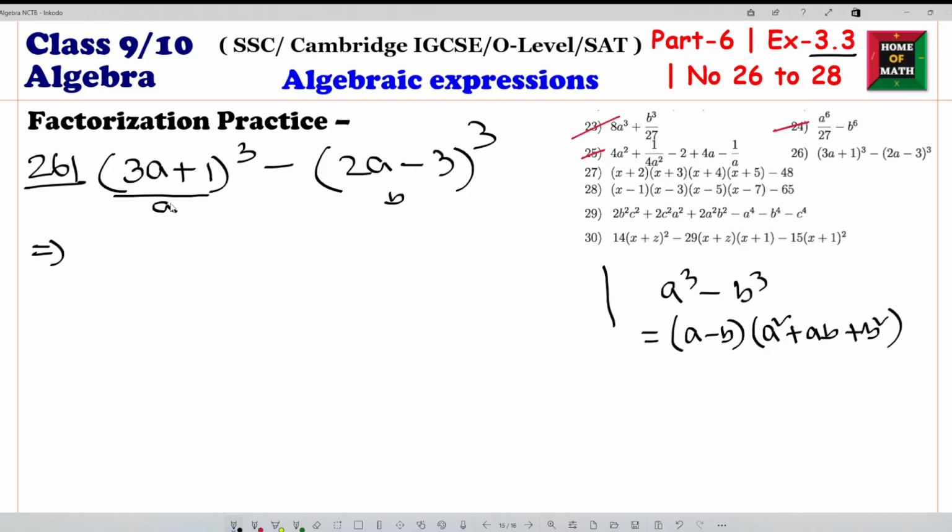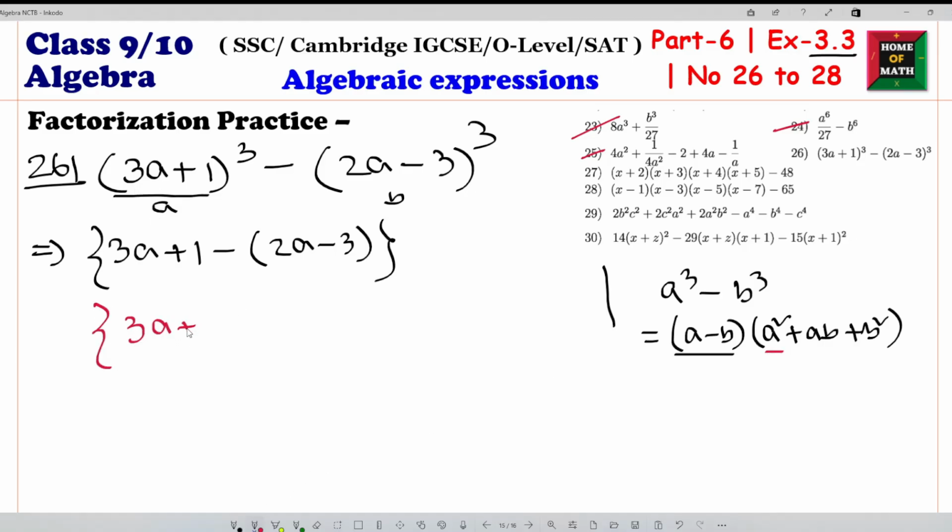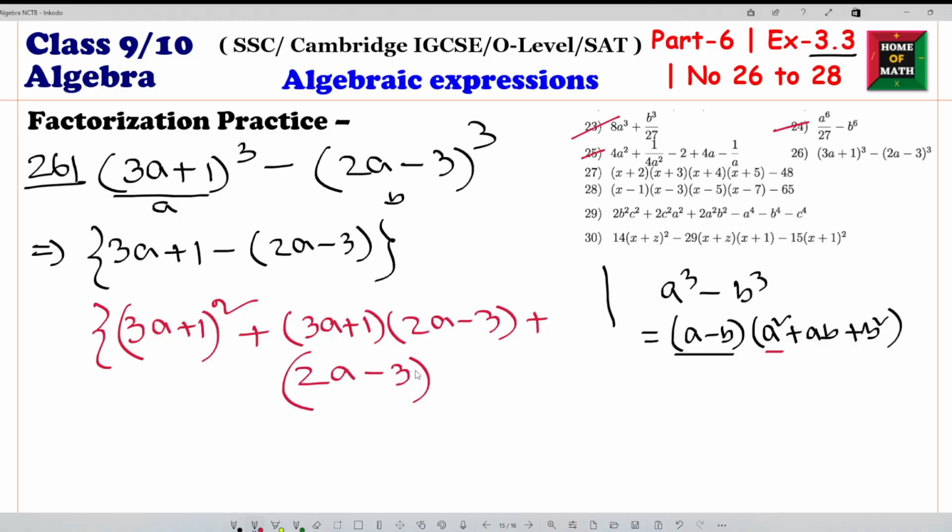Therefore we can write this one a minus b. So (3a + 1) and then minus b, so minus (2a - 3). Okay, and we can use a second bracket, it will look good. So a minus b is done. Next, a square, so we can write a square means (3a + 1) whole square, plus then ab. a means (3a + 1) times (2a - 3), then plus b square, it means (2a - 3) whole square.